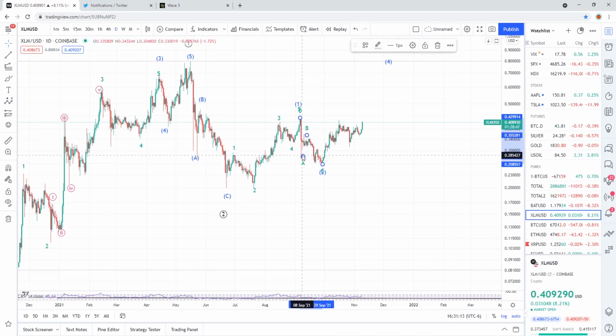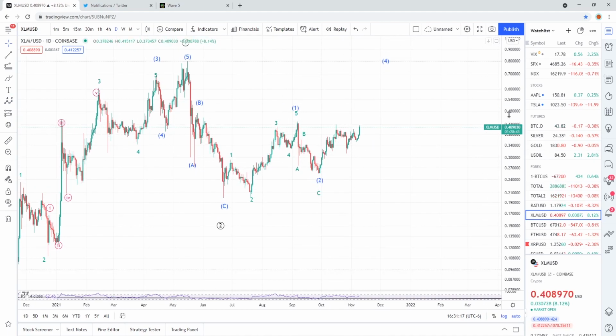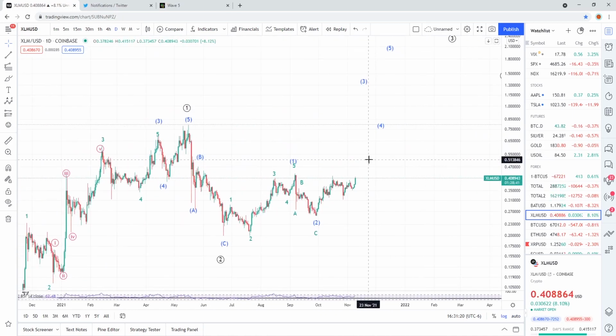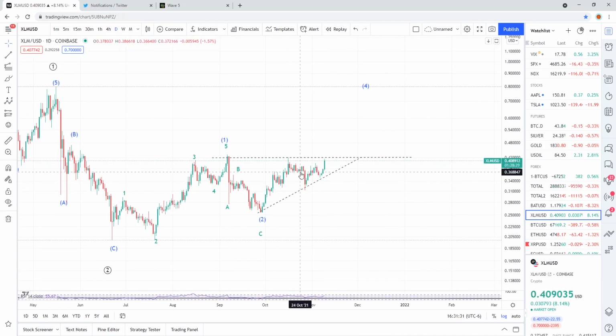So you have an ABC structure. So I definitely think that that's a 2 wave right there, and it is going on to set this 3rd wave. It's also making an ascending triangle in the daily time frame. So once it does break around 42.5 cents, I think we will start to see a very big rally upwards.